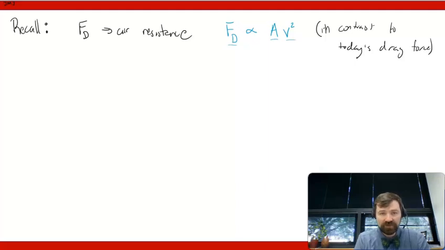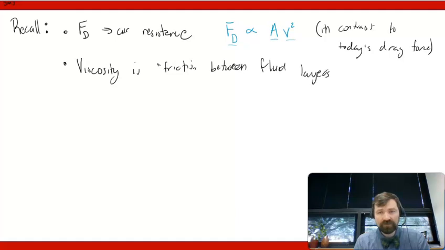Second thing that we might recall is that viscosity is a sort of friction between layers in a fluid. So viscosity, we could say, is friction between fluid layers.